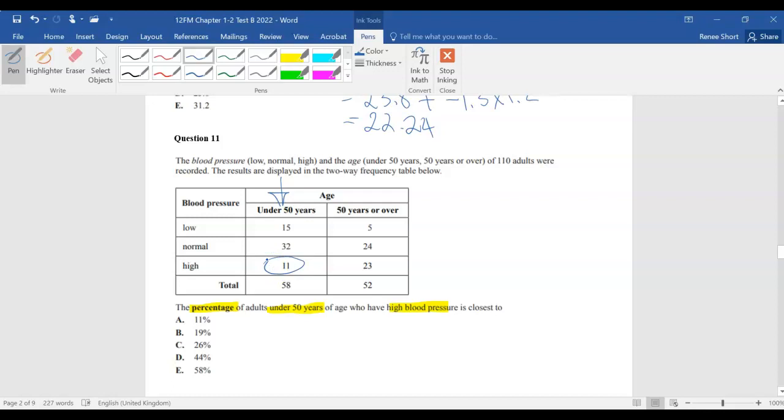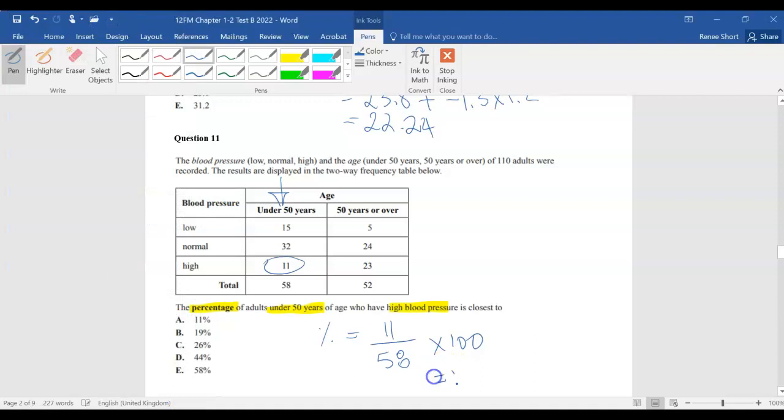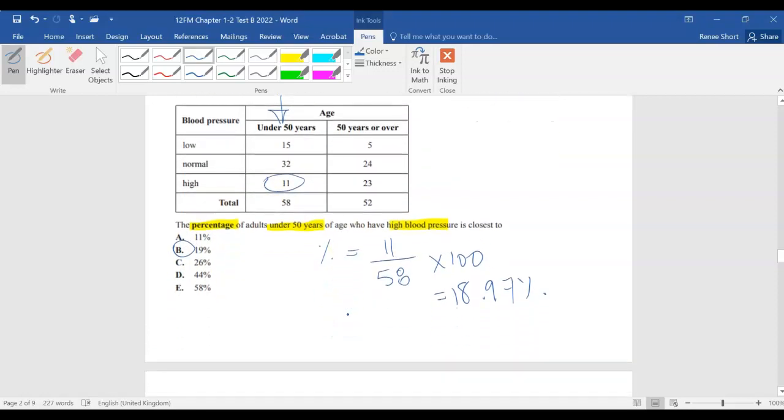A common thing then, people said the answer A, but remember it wants the percentage. So we need to work out this 11 as a percentage of the people who are under 50 years. So we need to do 11 over 58 and then times that by 100 to find this percentage here. If we type that in, we get 18.97%. And so it is closest to B, which is 19%.